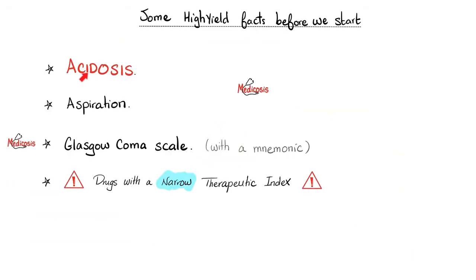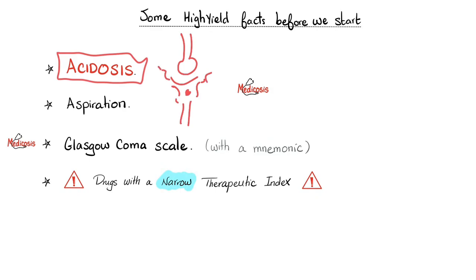Many toxidromes cause acidosis. And if you are a physiology buff, you will recall that acidosis inhibits synaptic transmission. So this neuron will be unable to talk to the next neuron. And the patient will suffer from what? The patient will be tired all the time, drowsy, obtunded, somnolent, etc. Aspiration is evil, so you need to protect your patient from aspiration. The Glasgow-Coma scale is important. And you need to know by heart the medications with a narrow therapeutic window.